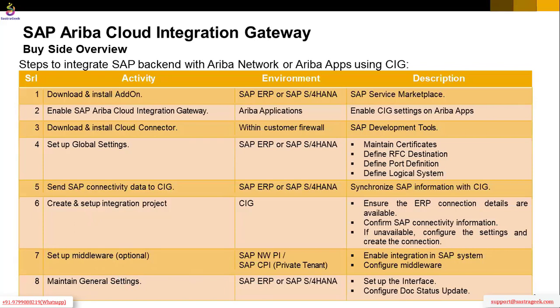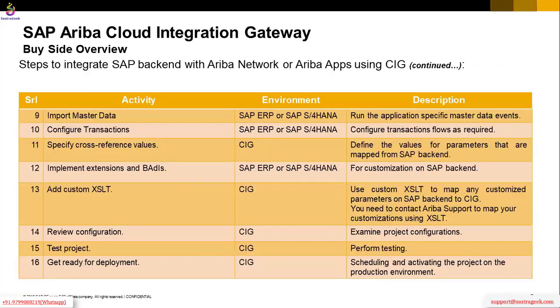After that, we have to do some other settings, like some general settings. In that case, we have to perform some document status configuration. We have to set up some interfaces, whatever CIG interfaces we are going to use. That's a specific configuration we have to do. And later we have to move to other configuration.